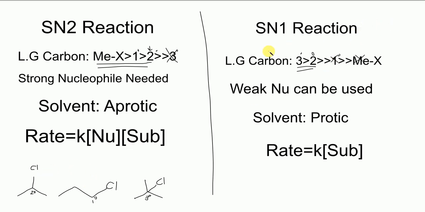The reason for this is that there are different steric effects and different stability effects that each one of these provides. SN1 is looking at stability. It's looking at forming a stable intermediate, and all these things help form a stable intermediate.